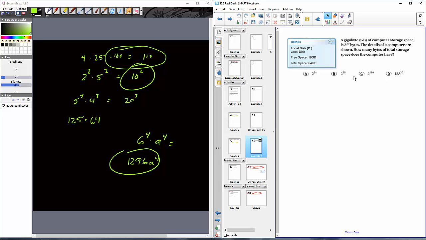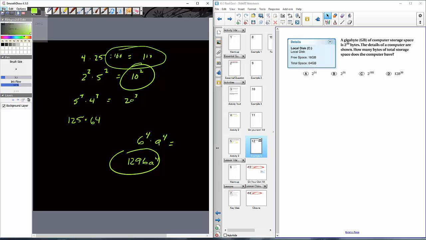We have this one here. This is an interesting problem. It says that there's a gigabyte, which is 2 to the 30th, right? And the details of the computer are shown. So if I look here, for instance, I have my total space, which is 64. So 64 gigabytes, and each gigabyte is 2 to the 30th, right? So if I think about 2 to the what power equals 64? Well, 2 times 2 is going to be 4.